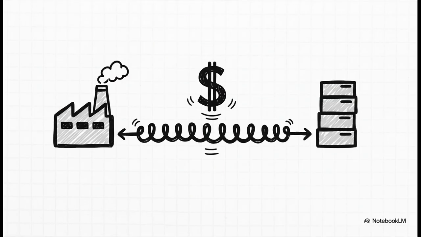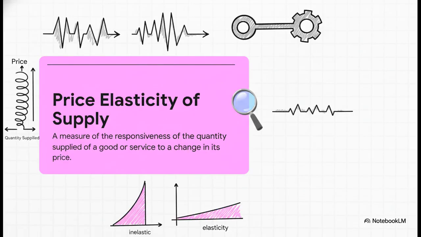Well, the answer to that mystery comes down to responsiveness. It's about how quickly producers can change how much of something they're making when the price changes. Economists have a name for this. It's called price elasticity of supply, or just PES for short. And this is the key that unlocks why some markets go totally wild while others seem pretty stable. So how do we actually measure this stretchiness?